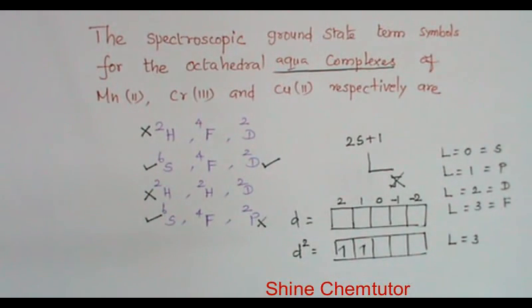Try to find out what will be the J value for these compounds. That is also very important. The J value is given by L plus S to L minus S. If it is less than half filled, you have to go for L minus S. If it is more than half filled, you have to go for L plus S.